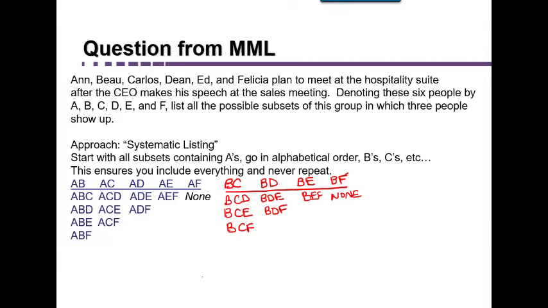So we are going to do B, C. We're going to do the ones that have a B and a D, the ones that have a B and an E, and the ones that have a B and an F. And we're going to stay in alphabetical order, so we never go backwards, so we'll never have another A. We've already listed all the ones with A's in them anyway. So we're going to do BCD, BCE, BCF, and there's nothing after that.